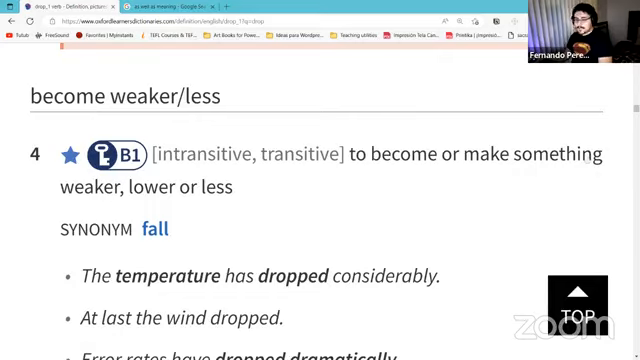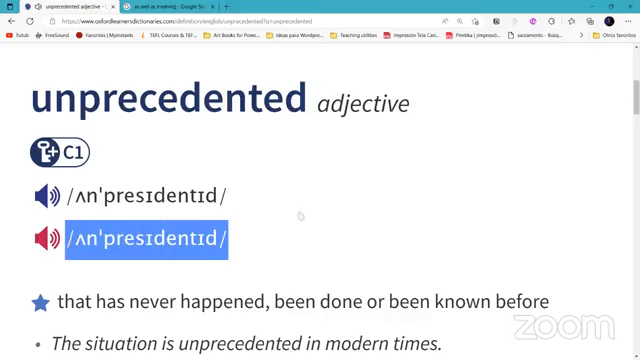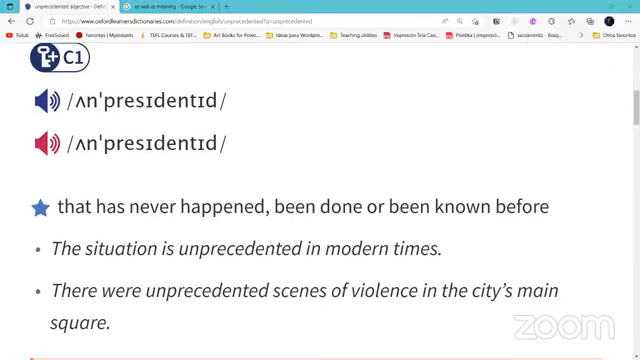Next, Robert. Go with this one. Unprecedented. Very good. Unprecedented. Excellent. That has never happened, been done, or been known before. Pronunciation of happen in past participle? Happened. Exactly. That has never happened, been done, or been known before.